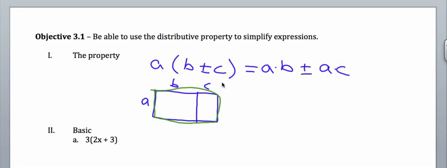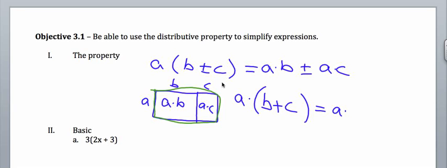Well, you could do one of two things. You could either first add B to C, and then take whatever that result was and multiply by A. Right? You could do that. Or you could take the area of those individual rectangles, with this one being A times B and this one being A times C, and you could add them up. So you could take individual areas and add them together.